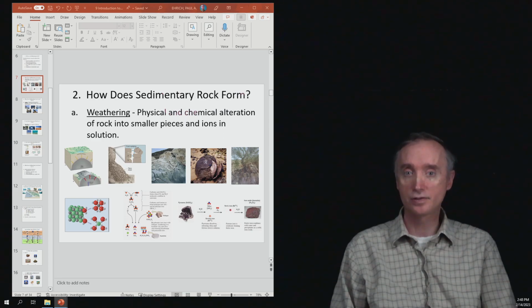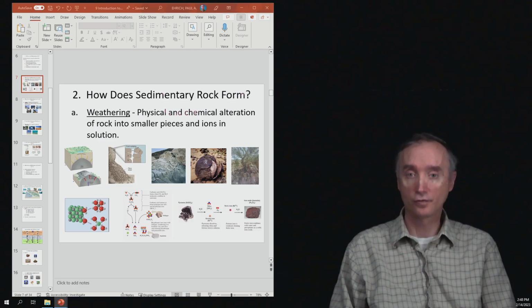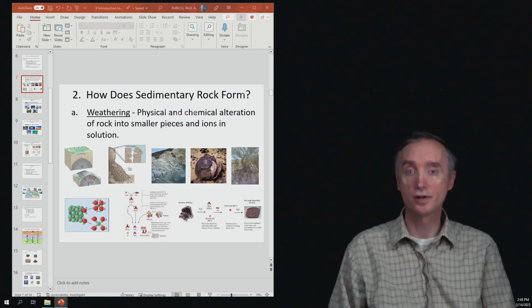That's going to be ice wedging. That's when water gets into cracks, and when it freezes, the ice expands and breaks the rock apart. Then when it warms up, the ice changes back into a liquid. The liquid gets down inside the cracks a little bit further, and when it freezes again, it opens up those cracks even more. The next picture is going to be salt wedging.